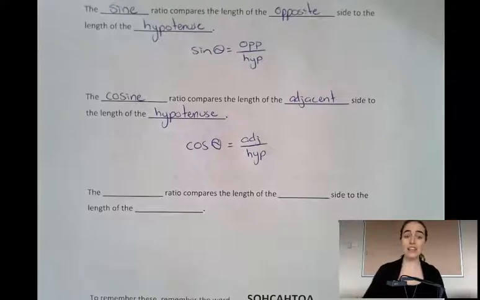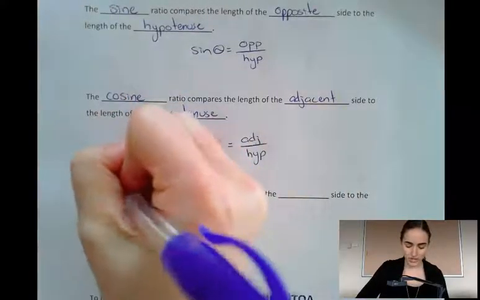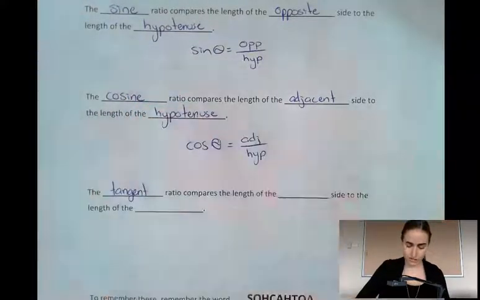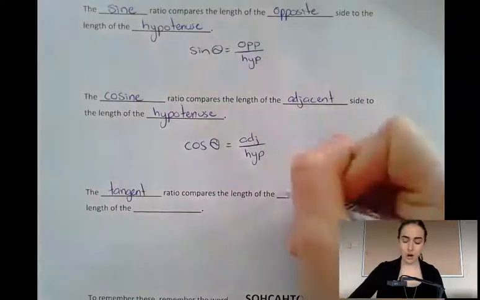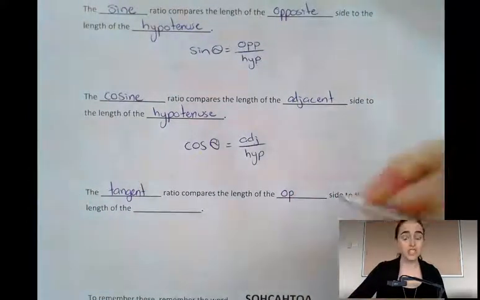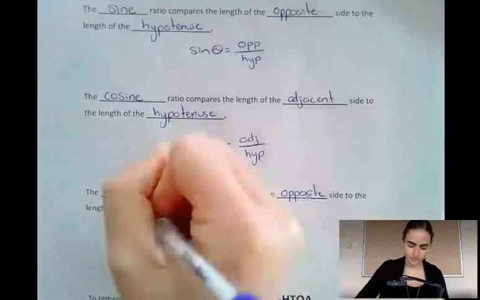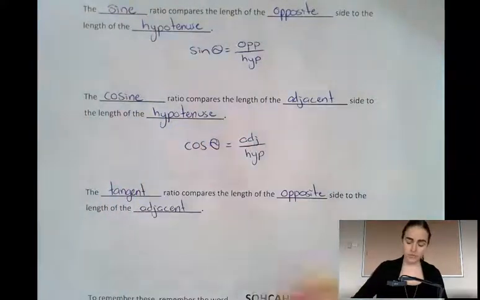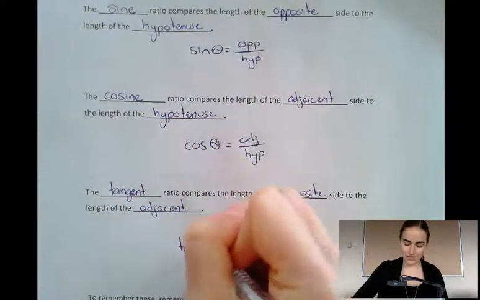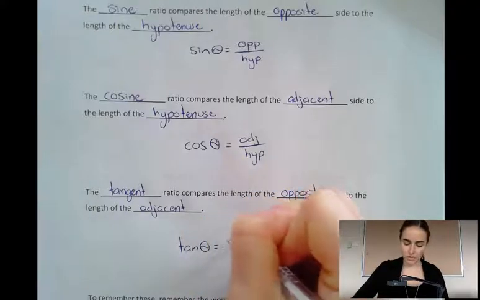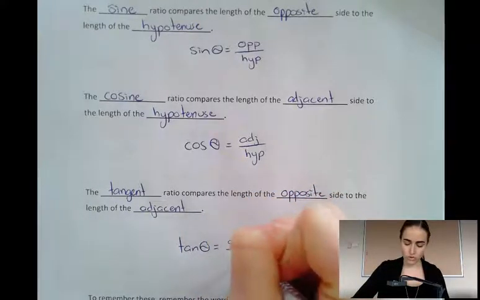All right, now the last trig ratio is called the tangent ratio. So the tangent ratio compares the length of the opposite side to the length of the adjacent side. So we write that as tan theta is equal to the opposite over the adjacent.